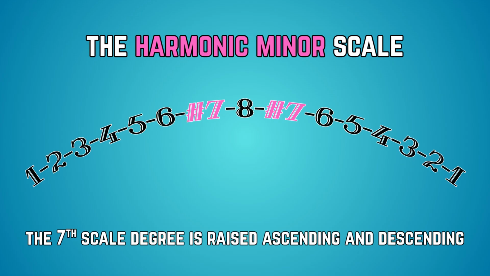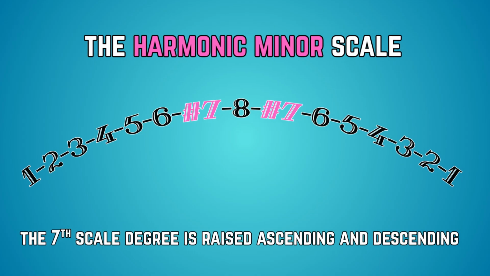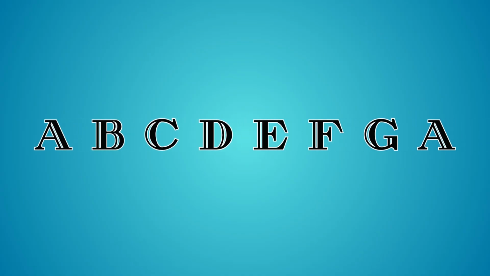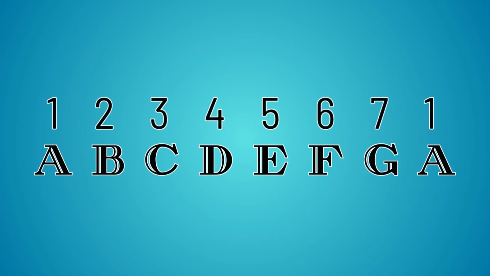To change a natural minor scale into a harmonic minor scale, we raise the seventh scale degree by one semitone. The seventh scale degree is raised when the scale travels upward and when it travels downward. Let's use A minor as our example. The notes of the A natural minor scale are A, B, C, D, E, F, G, A. Now, let's number the notes. A is scale degree 1, B is scale degree 2, C is scale degree 3, D is scale degree 4, E is scale degree 5, F is scale degree 6, G is scale degree 7.